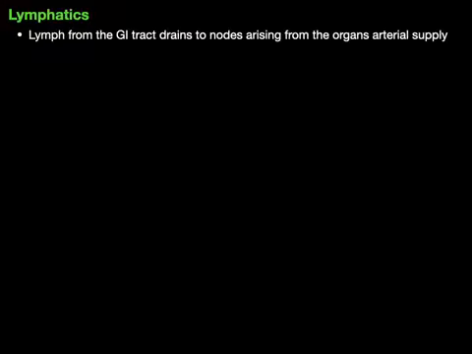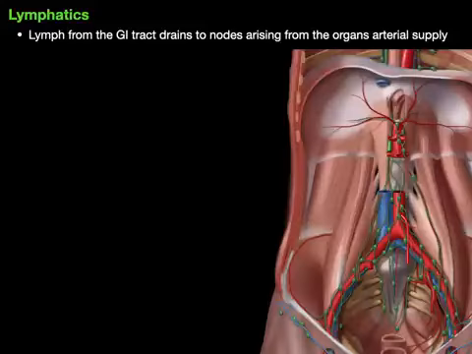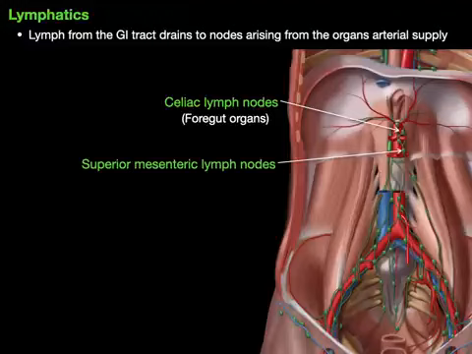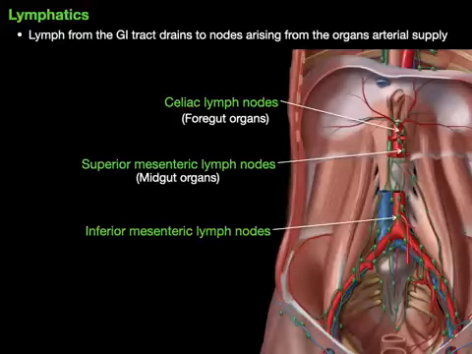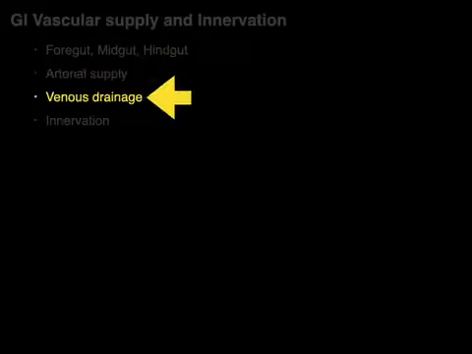And finally, lymphatics. Now, lymph from the GI tract drains to lymph nodes arising from the organ's arterial supply. So there we have celiac lymph nodes. So where is that lymph coming from? All the foregut organs. There's the superior mesenteric nodes. Where's the lymph coming from? All the midgut organs. There are inferior mesenteric nodes. Where's that lymph coming from? All the hindgut organs. Now, the venous drainage of the GI tract.